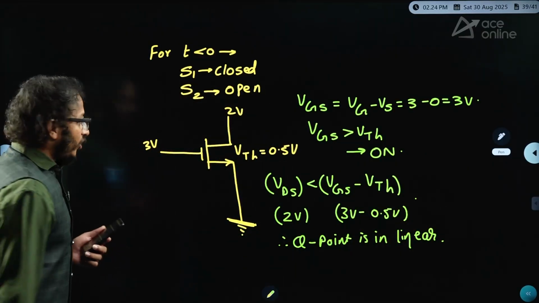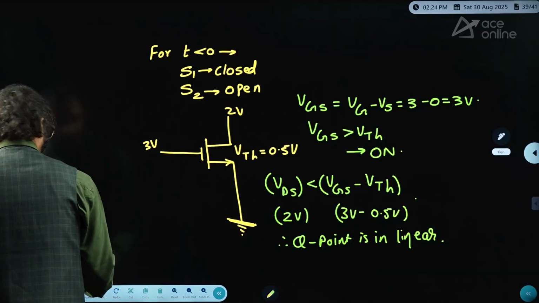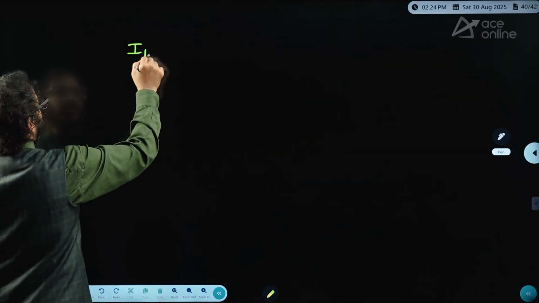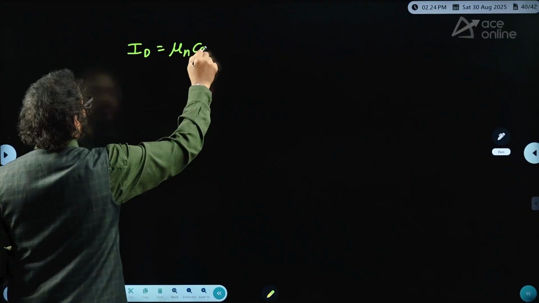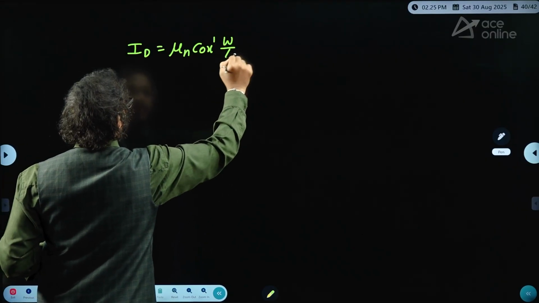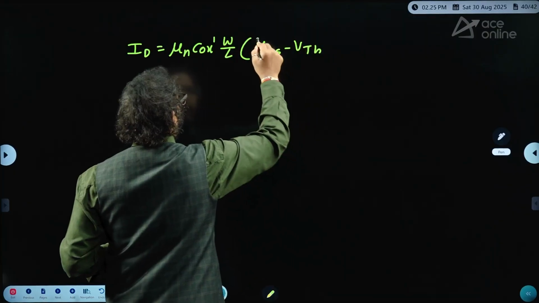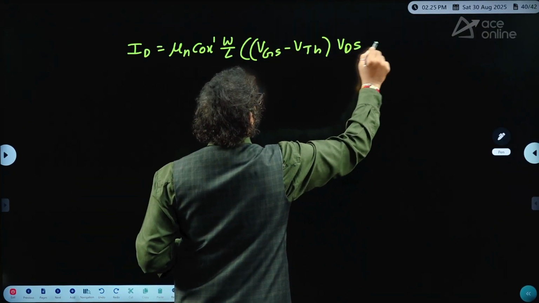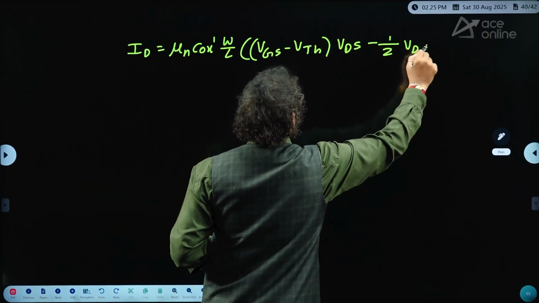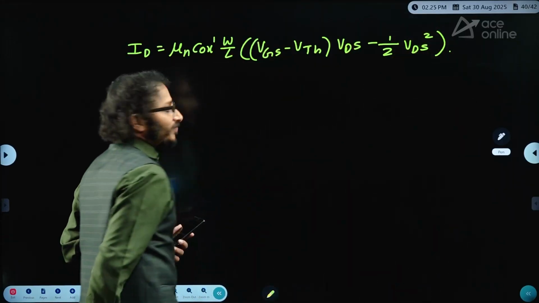Wonderful. So now tell me, whenever the Q point is in linear, what could be the formula? ID is equal to mu n Cox dash W by L into (VGS minus VTH) into VDS minus half VDS square. This is the formula.